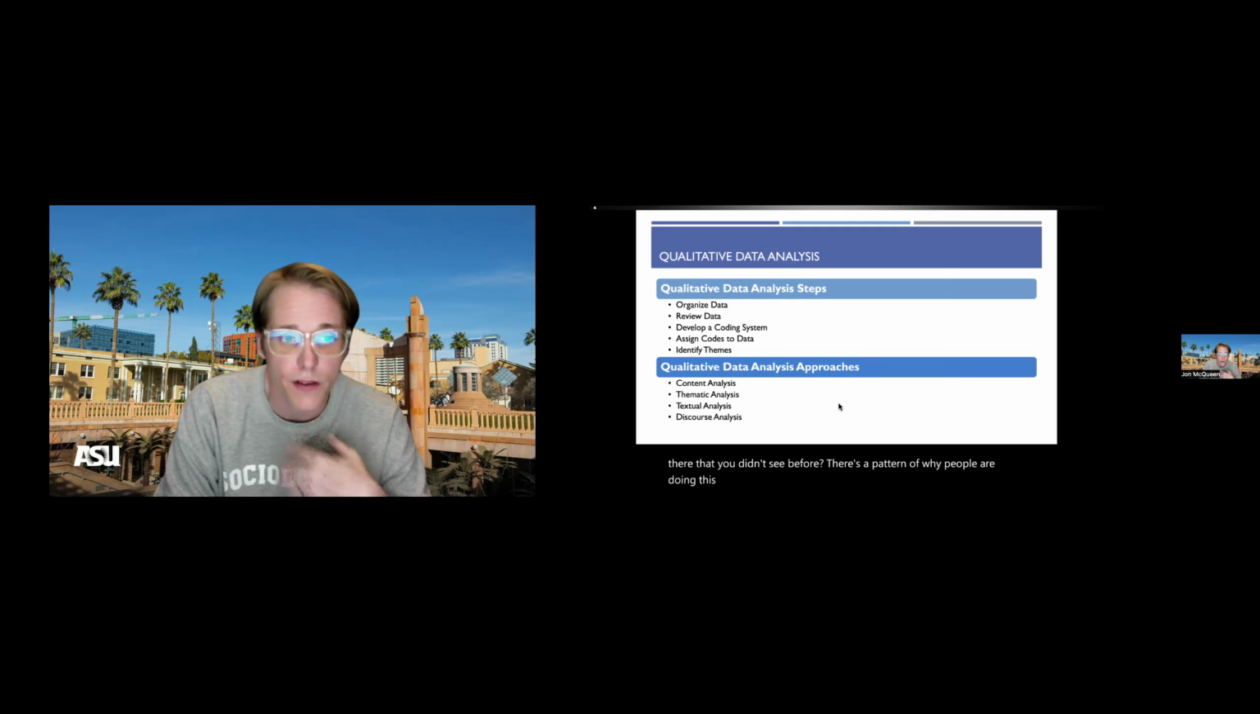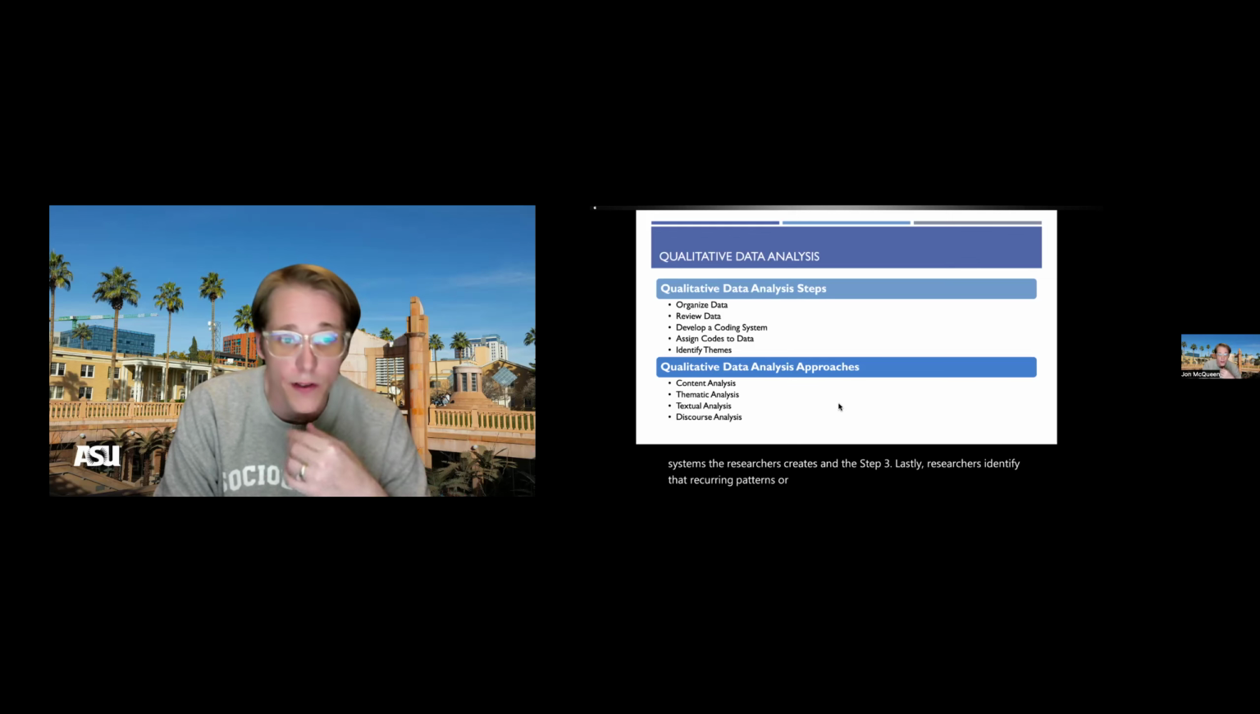Third, researchers need to develop a coding system. How are we categorizing these labels? Developing a coding system allows researchers to categorize their data and allows more patterns to be recognized. Fourth, researchers assign codes to the data. This involves going through all the data and assigning codes based on the categories or systems the researchers created in step 3. Lastly, researchers identify recurring patterns or themes.